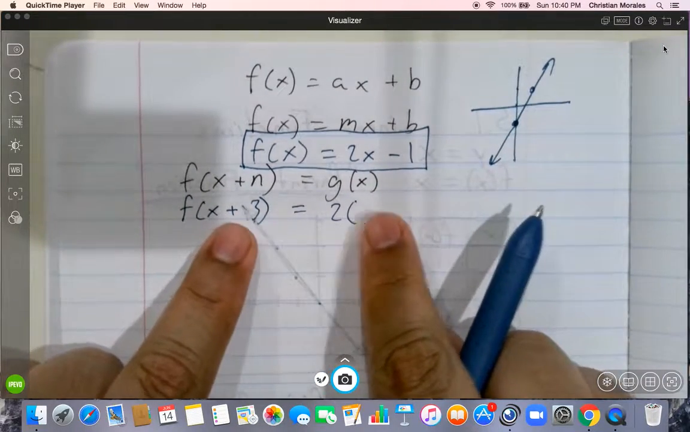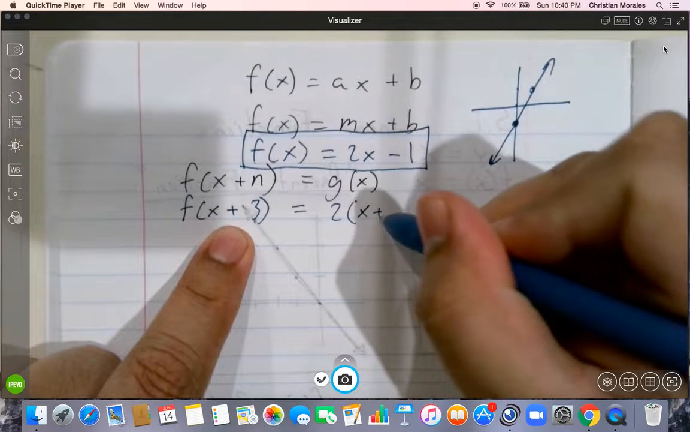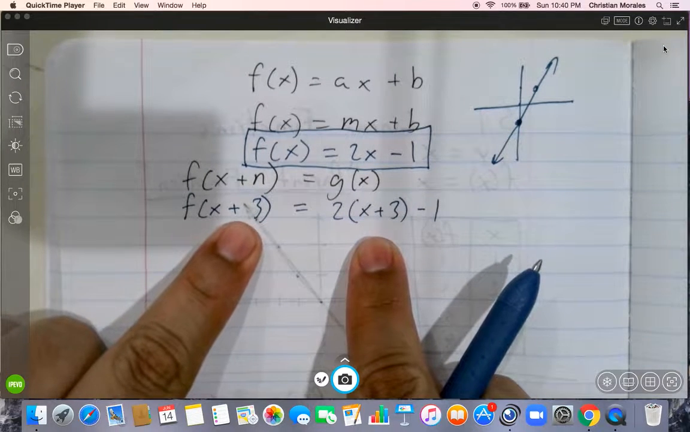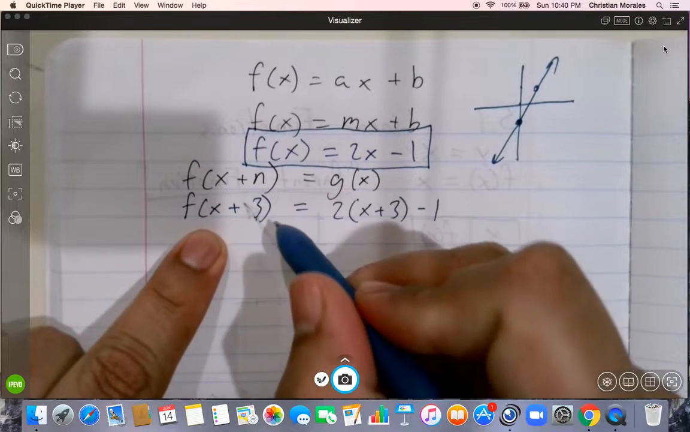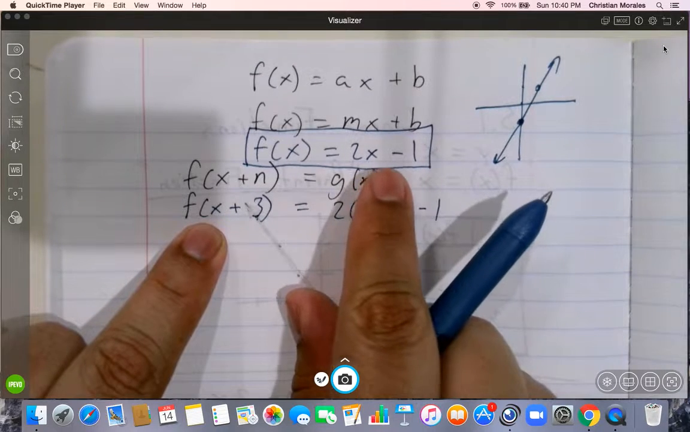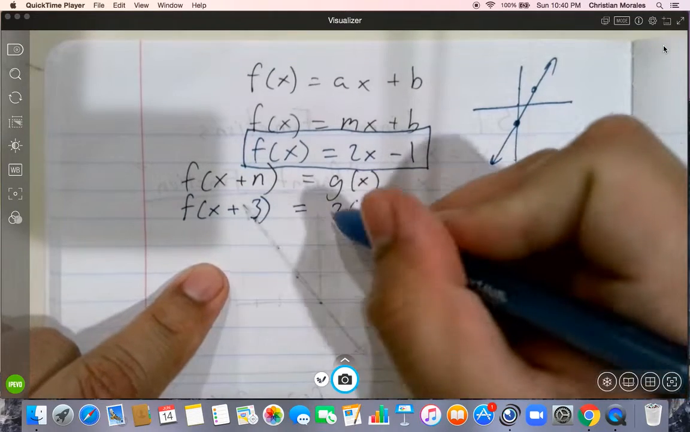You're changing your input. So x isn't going to be an x anymore. It's just going to be x plus 3 now. And that's what it's telling you to do. When you're adding a number inside the parentheses, you are changing the input of the function. Okay, but you can't leave it this way. So you have to solve for it, okay?